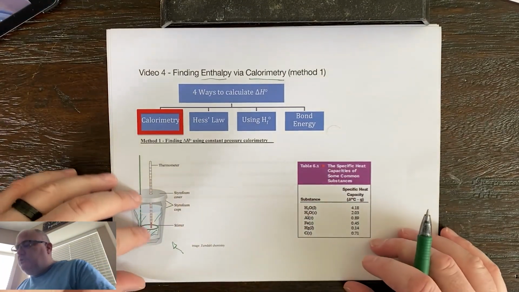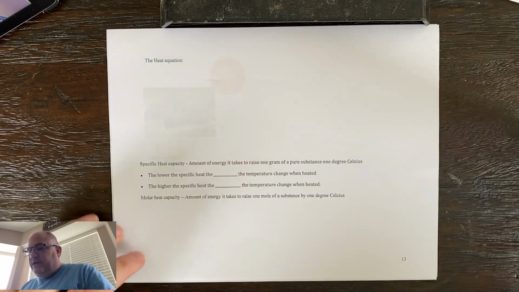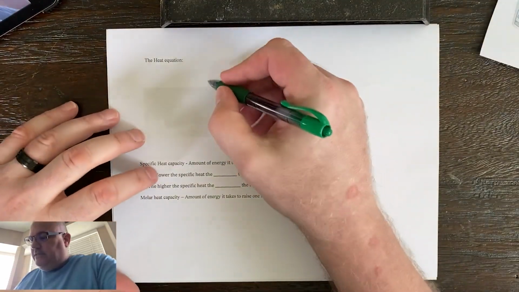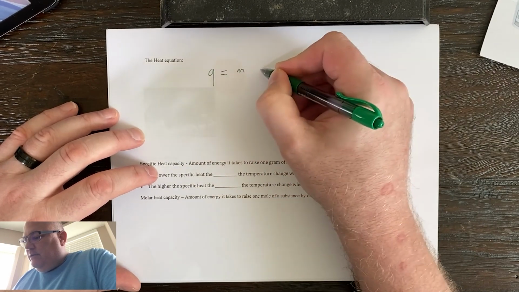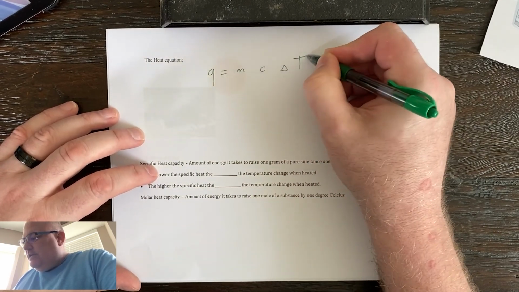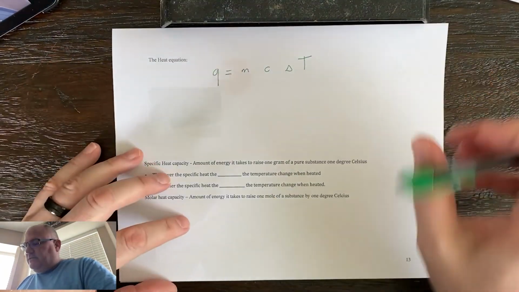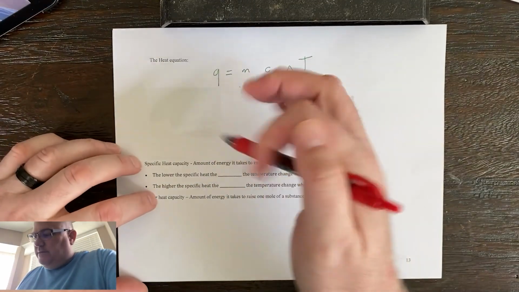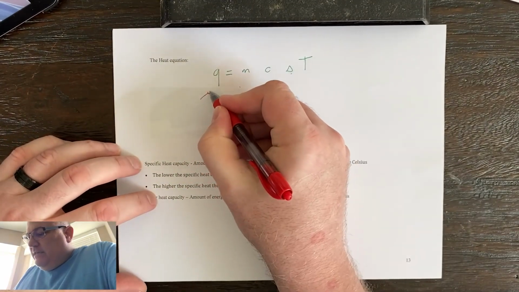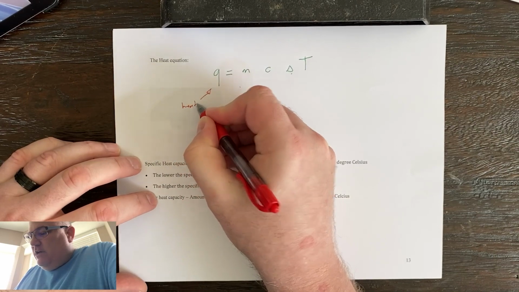Now, there is a go-to equation, the big equation, and it's called the heat equation. This is the heat equation right here: Q equals mc change in T. We affectionately call this Q equals MCAT because it looks like an MC, then an A and a T. Well, what are each of these variables? Q is heat, heat lost or gained.